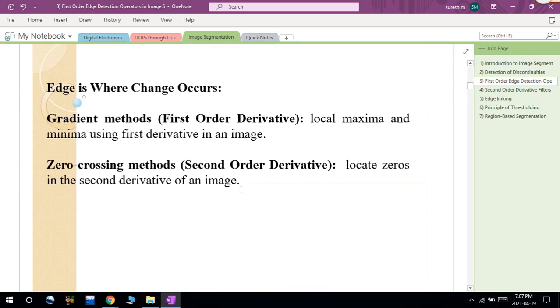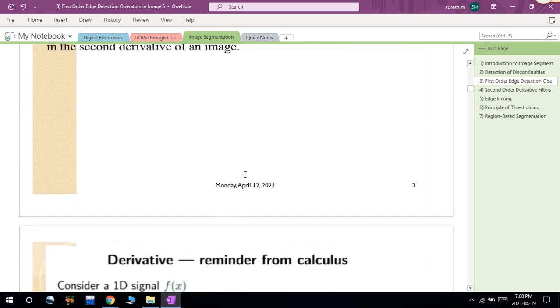So here edges are where change occurs. This change can be indicated by using the derivative. So in case of first order derivative, I will find out only the first derivative. So here local maxima and minima are used for the first derivative in the image. This is also called gradient methods. But in case of second order derivative, we will try to find out these 0 crossings within the second derivative of the image, which is called the 0 crossing method, which is also called Laplacian methods. So these are called gradient operators and these are called Laplacian operators.